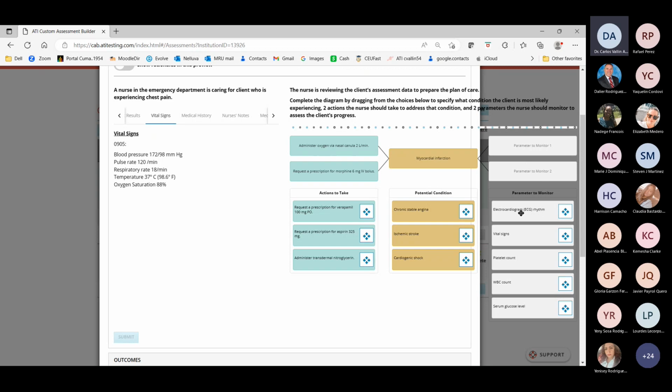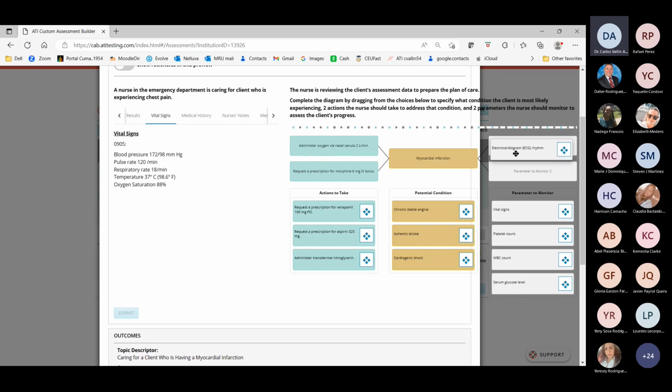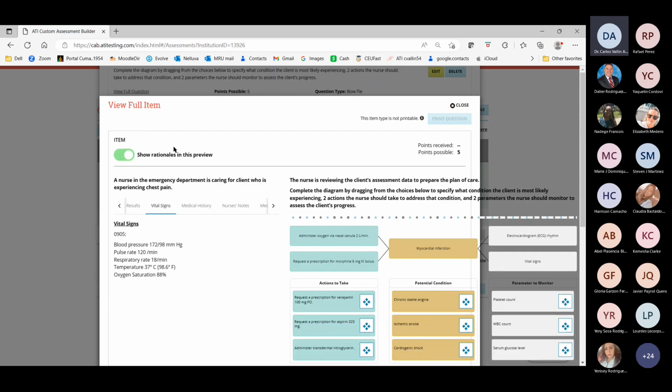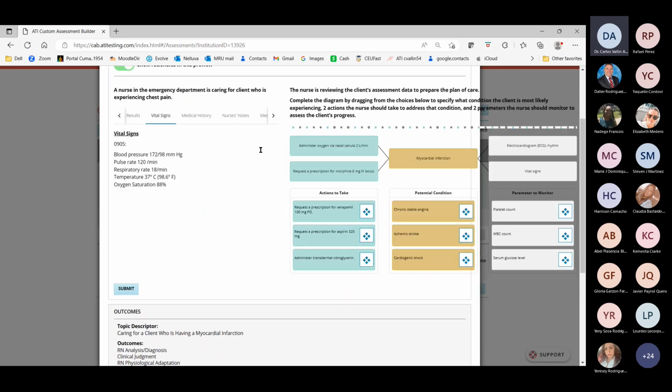Okay, so let's see parameters to monitor. EKG rhythm, yes. Need to have continuous monitorization because remember, those patients develop complications with cardiac dysrhythmia, ventricular dysrhythmia. Vital signs important, platelets not important, white blood cells not important, glucose is not important. Vital signs could be the others, okay? Let's see what is the opinion of the nurse.